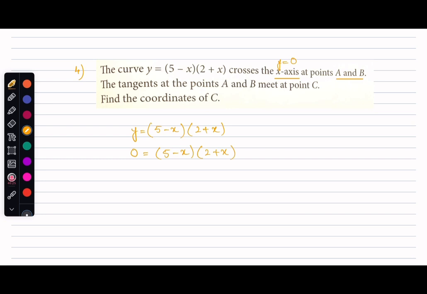With respect to that, I can say that there are two x values. One is 5 and the other shall be x equals negative 2. Meaning I can have the coordinates of A, which is (5, 0), and the coordinates of B, which is (negative 2, 0). So I have the coordinates of A and B. The second part of the question says the tangents at the points A and B meet at point C. Find the coordinates of C.